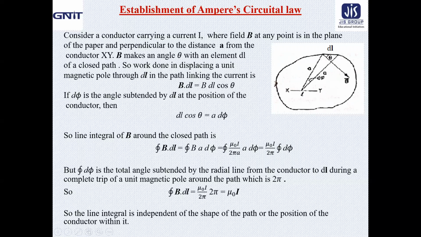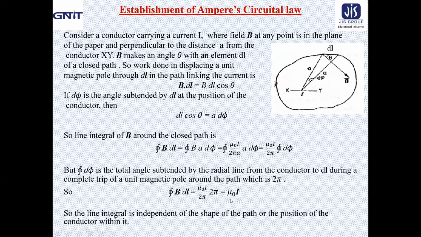But the closed loop integral of d phi is nothing but the total angle subtended by the radial lines from the conductor to dl during a complete round trip of a unit magnetic pole, as I already mentioned. This is the total angle. What is that? This is nothing but 2 pi. So the closed loop integral of d phi means 2 pi.